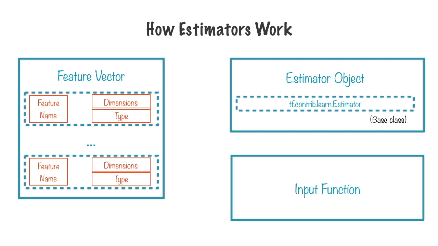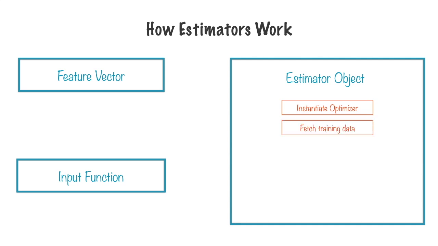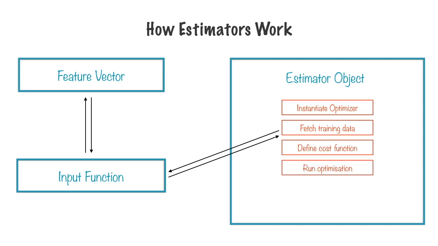We then need to create an input function which will tell our estimator object how and what data from that feature vector it cares about. This input function will also specify the number of epochs and the batch size. And that basically is all that we need to do. The estimator object will take on the responsibility of instantiating the optimizer, fetching data from the feature vector, carrying out whatever numerical optimization is required to minimize the cost function, and give us back a nicely trained model which we can then use to evaluate new test data.